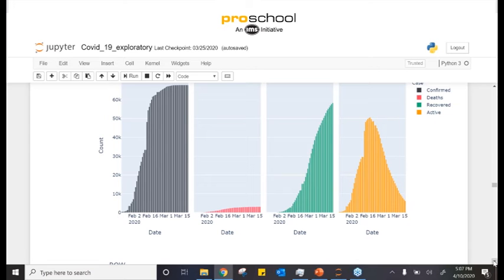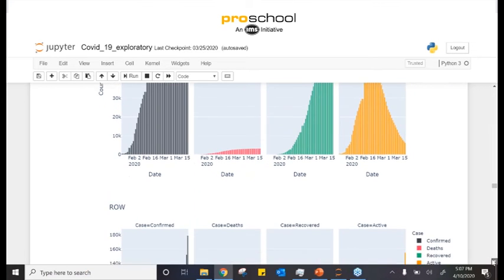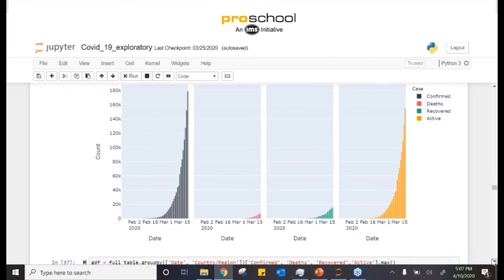What about the active cases? Active cases will give you a much better figure. Here we can see that in China, it went up and around 16th February, it took a peak. After that, it started declining, because we have a very good recovery rate, although the death rate is pretty much constant. The confirmed cases became constant and the death rate became constant, but the recovery rate was so high that the active cases went down to a significant level.